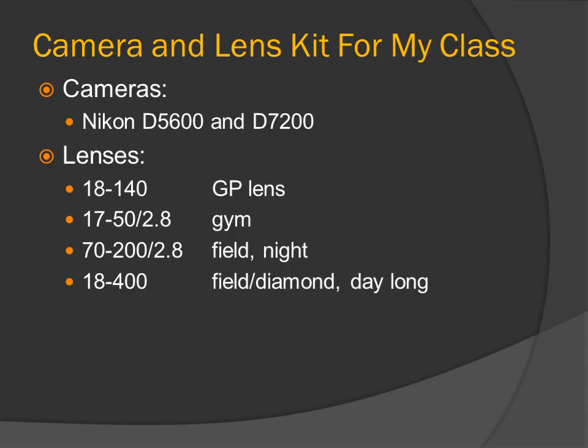For example, this is the camera and lens kit for my class. Cameras: Nikon D5600 and D7200. Lenses: 18 to 140 general purpose lens, 17 to 50 f/2.8 for the gym, 70 to 200 f/2.8 for the field at night, and 18 to 400 for the field diamond for day games.